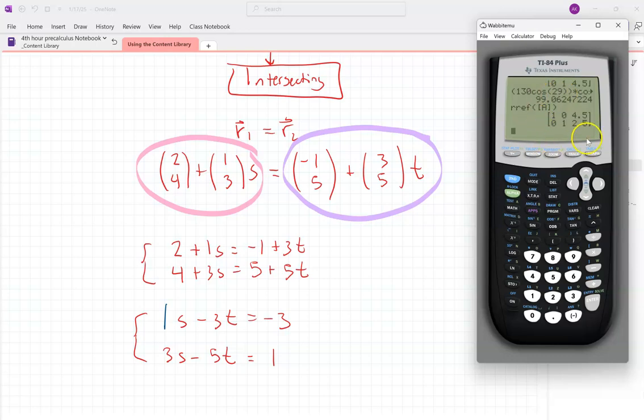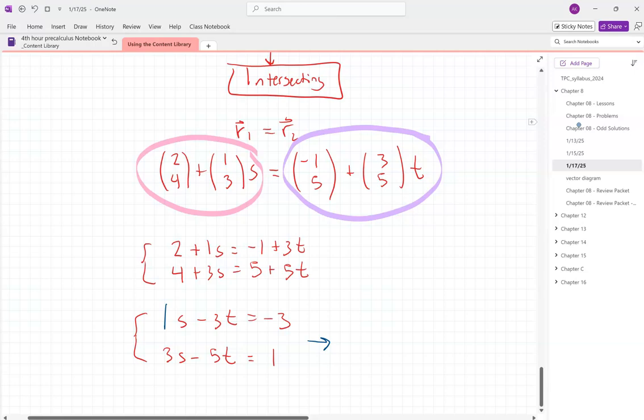So what this output says now, remember we put the S's in the first column, the T's in the second column, and the answer in the third column, right? So this first line reads 1S plus 0T equals 4.5, or just S is equal to 4.5. The second line reads 0S plus 1T equals 2.5, or just T equals 2.5. So far so good?